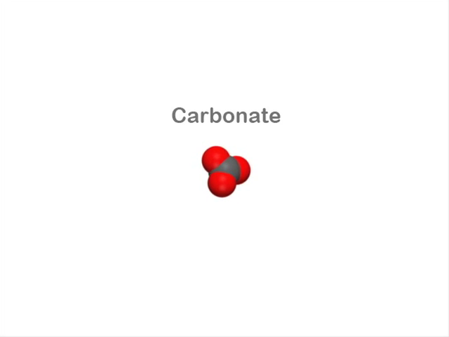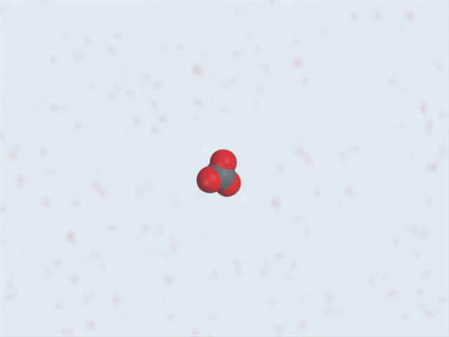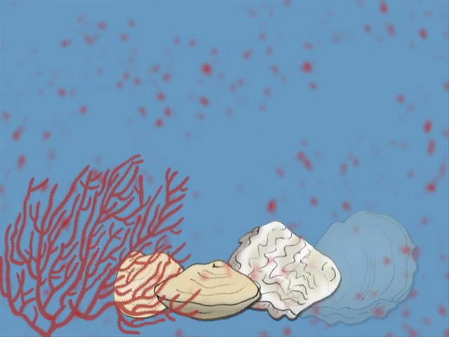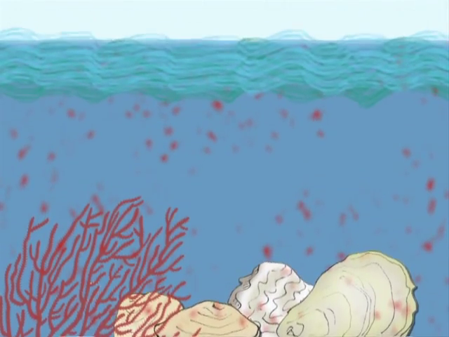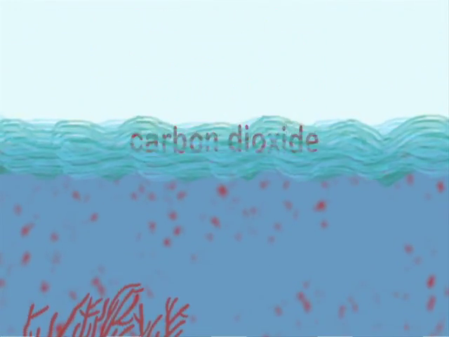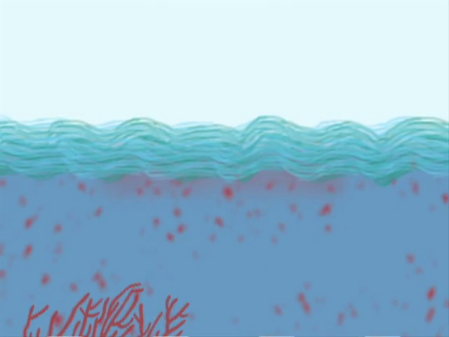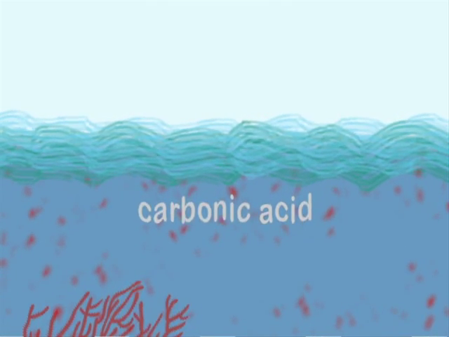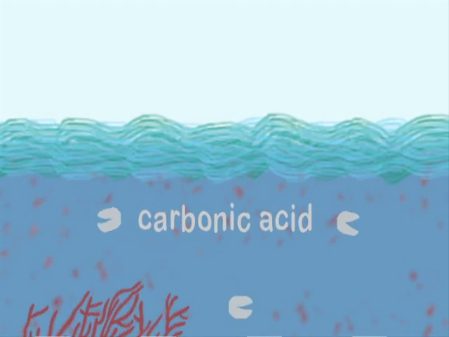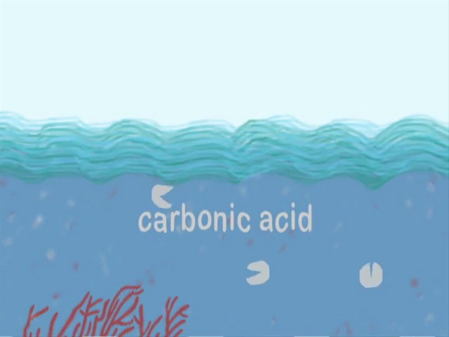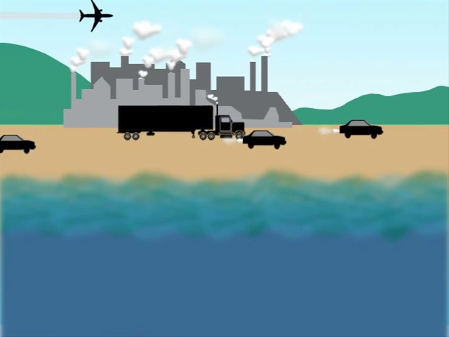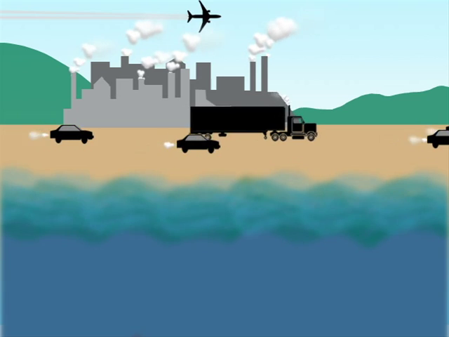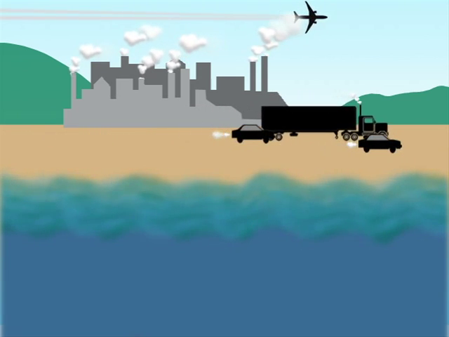Carbonate is a key building block for calcium carbonate, the solid material secreted by organisms like corals, clams, and oysters, and even some plankton, in order to make their skeletons or shells. When carbon dioxide dissolves in the sea, it reacts with water molecules to form carbonic acid. Carbonic acid in turn reacts and consumes dissolved carbonate in the ocean. The penetration of human-induced carbon dioxide into the sea is now progressively consuming carbonate ion.